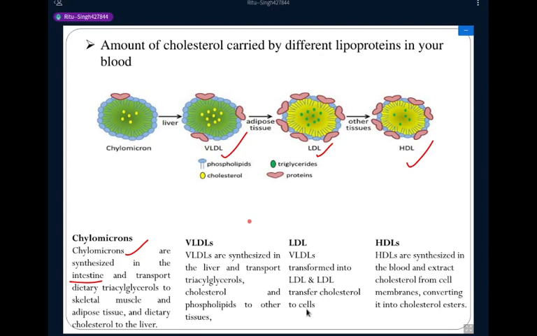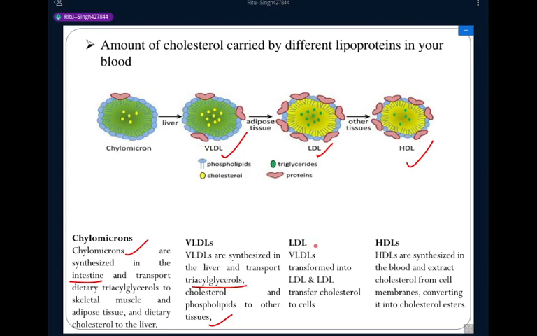The second is very low density lipoprotein. Very low density lipoproteins are synthesized in the liver and transport triglycerol, cholesterol and phospholipid to other tissues. These triglycerol and cholesterol are the main lipid components responsible for deposition into the arteries. Okay, is this clear to everyone?